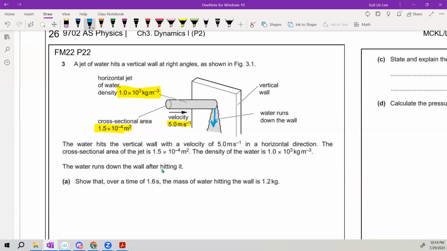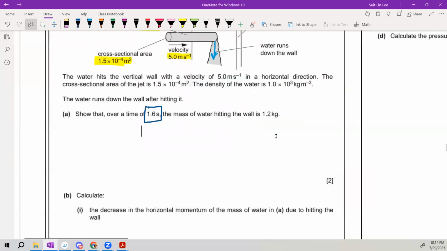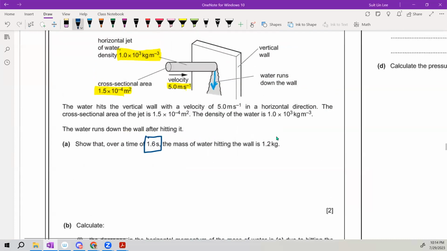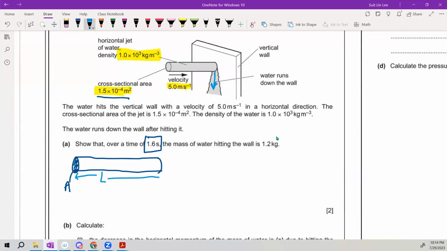Show that over a time of 1.6 seconds, this is strangely specific, the mass of the water hitting the wall is 1.2 kg. Okay, so I need to think about this water column like a cylinder. In fact, they purposely draw a cylinder like that for you so you can brain it. I have the area there, but I wonder what is this length? So I got to find the length first because then I can find the volume, then I can find the mass using density.